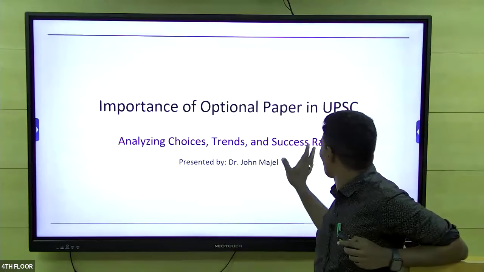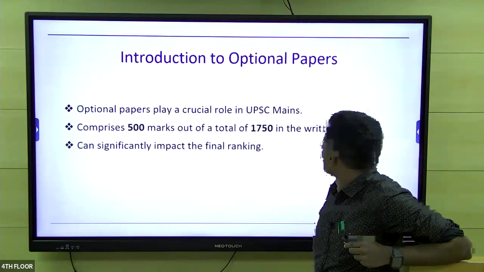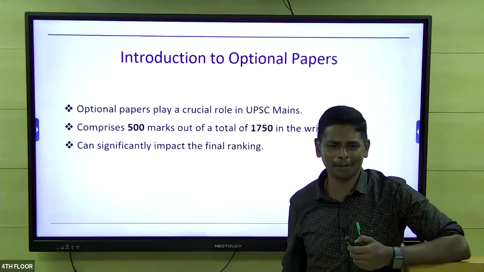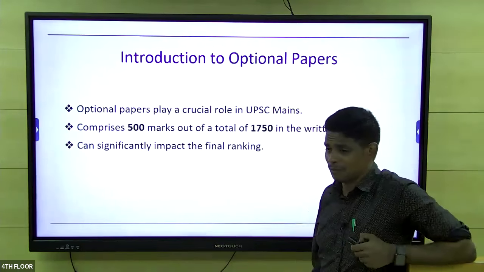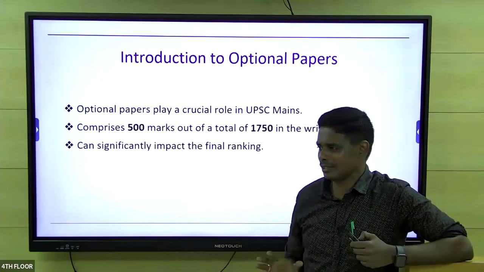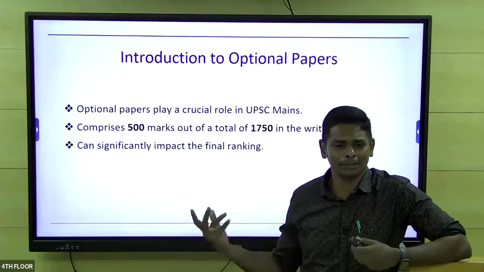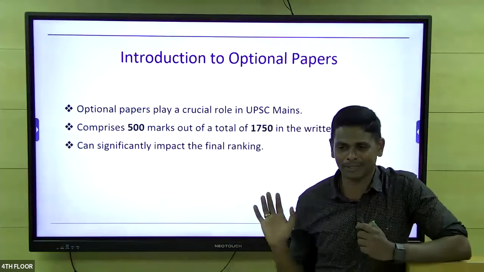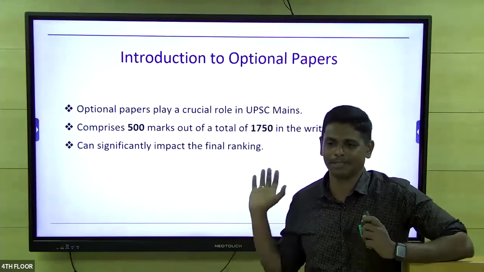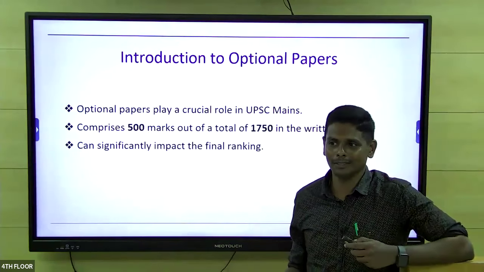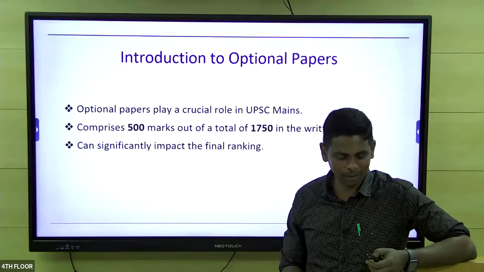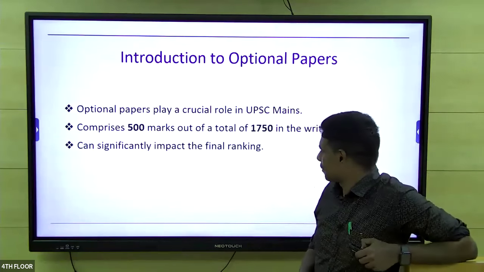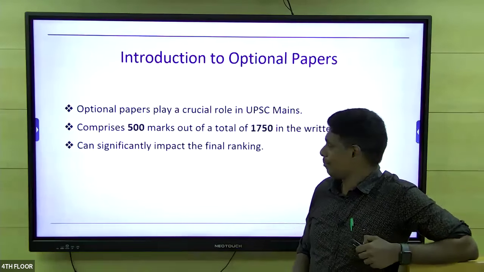So, on the importance of the optional paper, out of 1750 marks, this 500 marks plays a very crucial role. If you are about to get somewhere around 350 to 360 marks in the optional paper, it means that you are sure to be in the top 100 and you are going to get the service you really wanted. That's the optional, 350 plus. If you are going to 370 and all, it is like, my goodness, you are someone supposed to be next to Jesus after the result comes up. You are an optional guru. So it can significantly impact your answering.